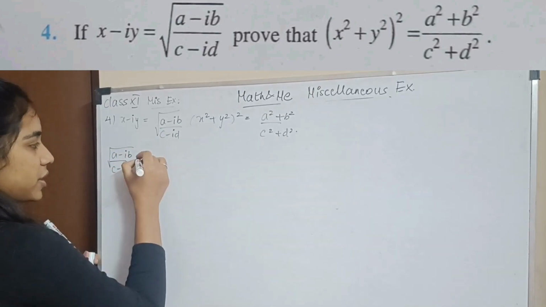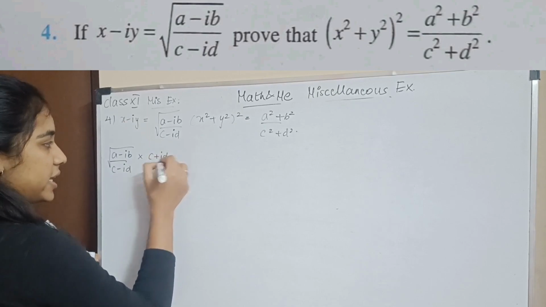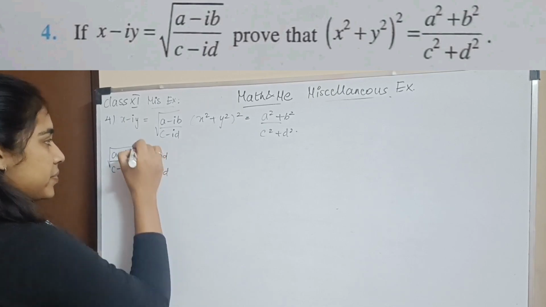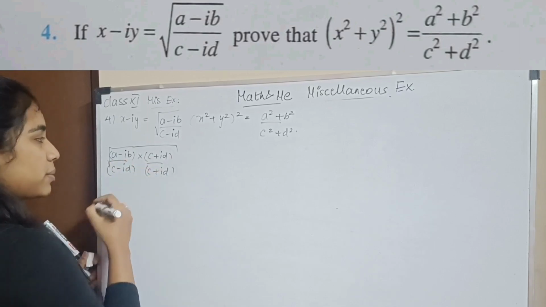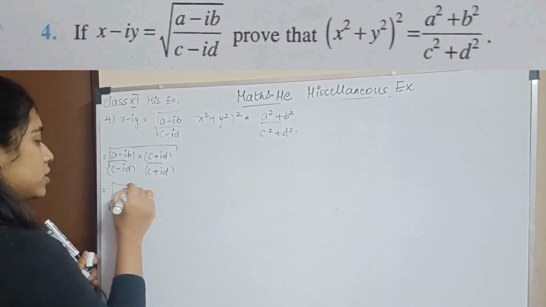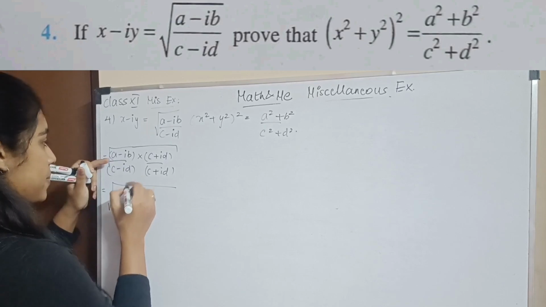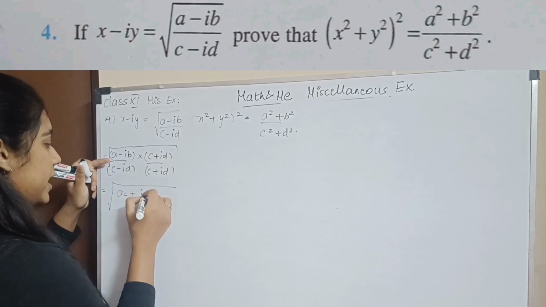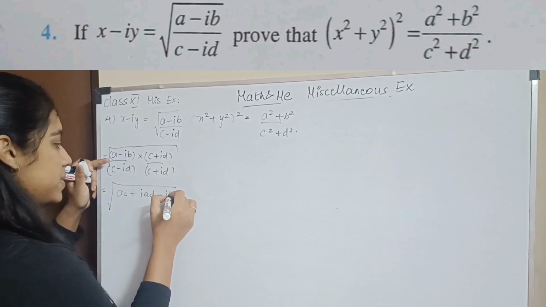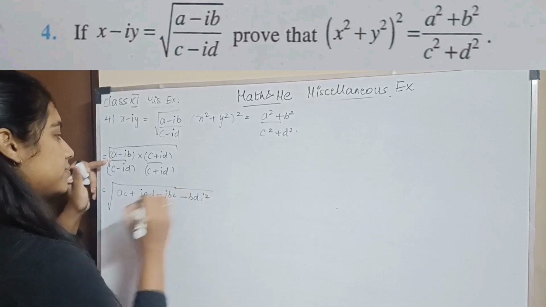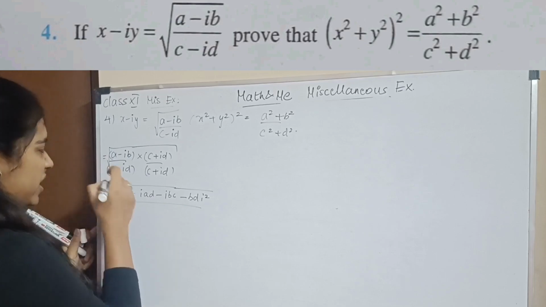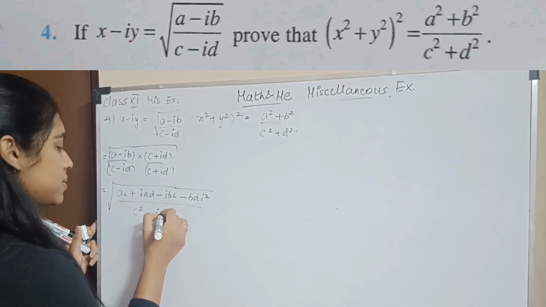In the denominator I have a complex number, so I need to find the conjugate. So c plus id divided by c plus id. Correct? So put a bracket. When I multiply each and every term, I have root of (ac plus iad minus ibc minus bd i square), divided by (a plus b) into (a minus b), so a square minus b square.